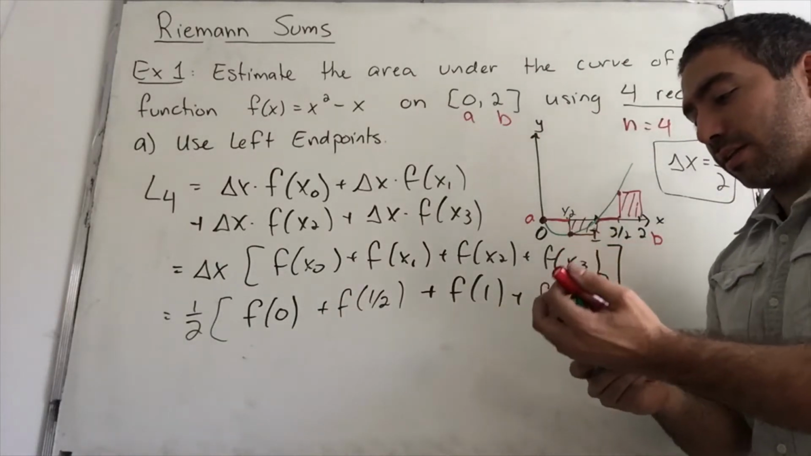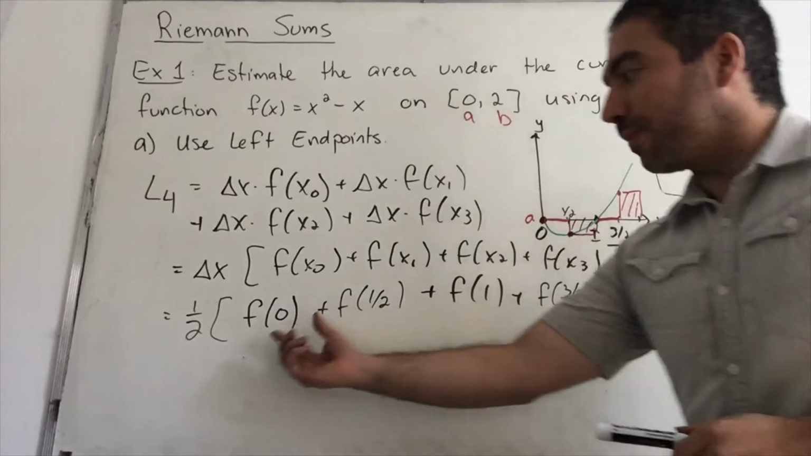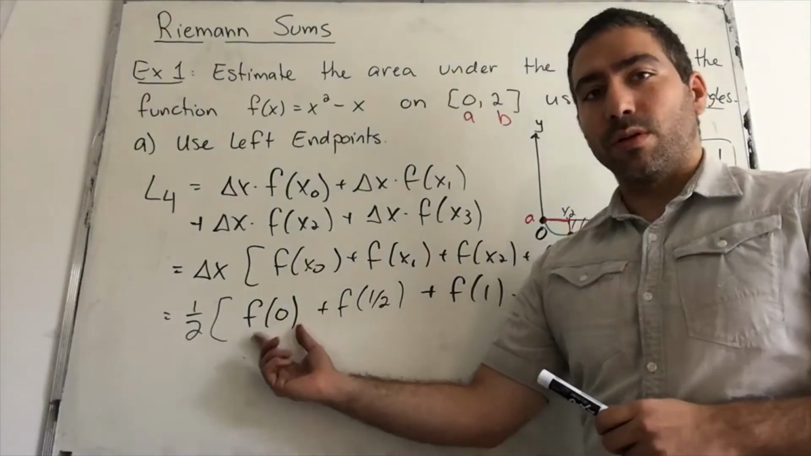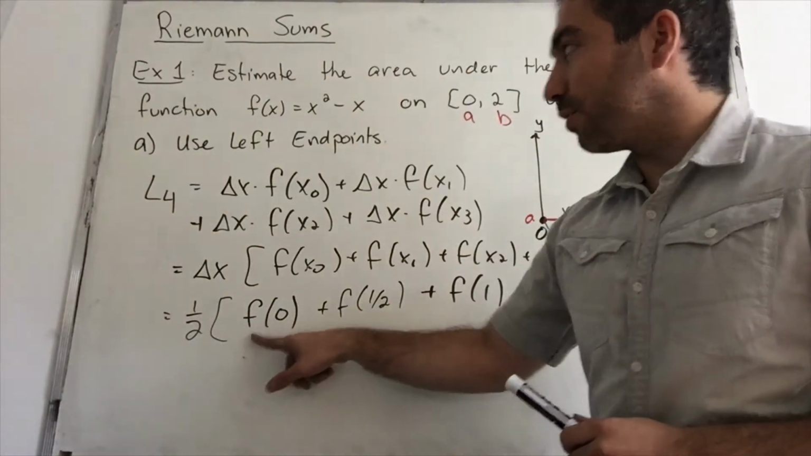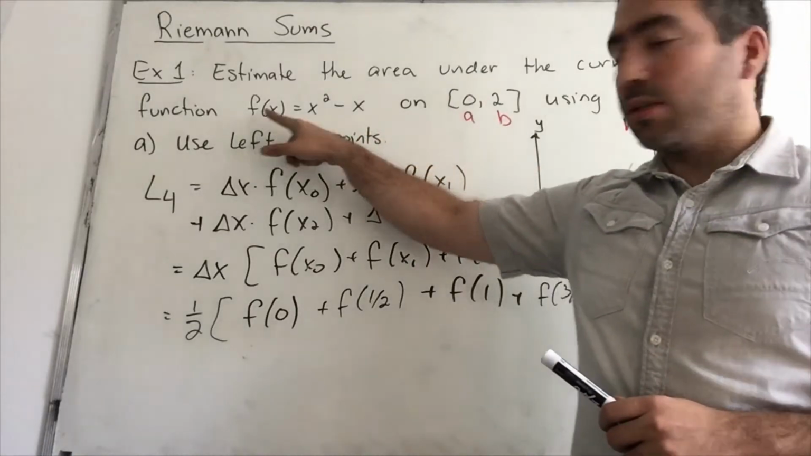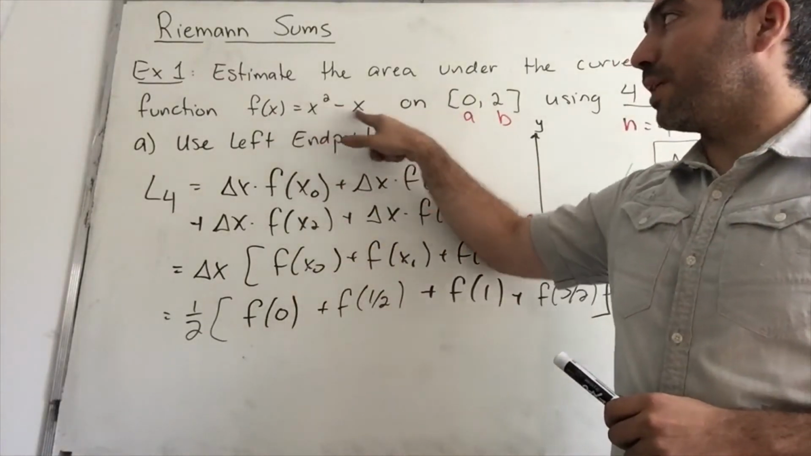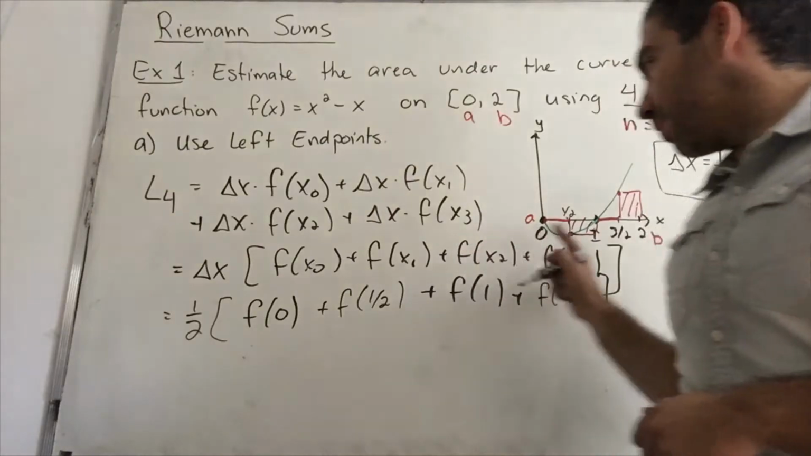Let's see if that's in fact correct. How do we find f of 0? All we're doing is plugging 0 into the function that's given. So f of 0 is 0 squared minus 0, which is in fact 0, as we expected.